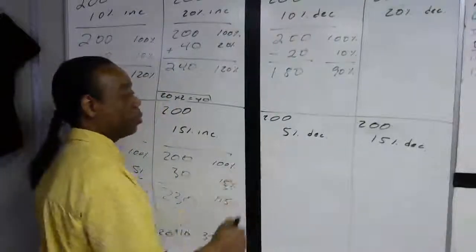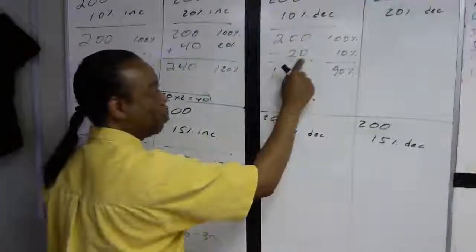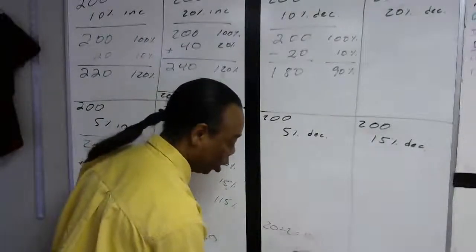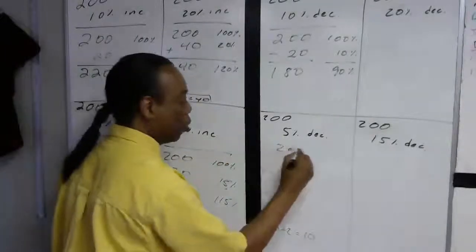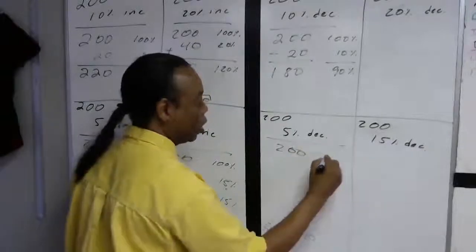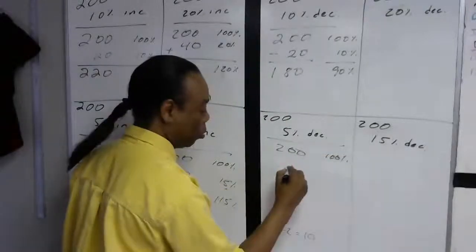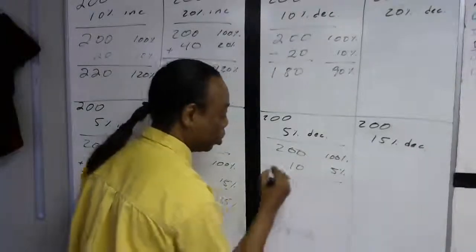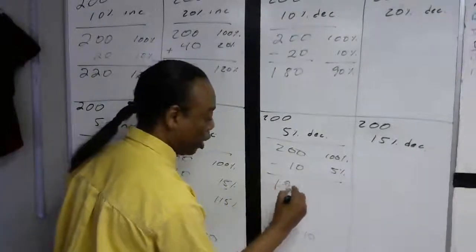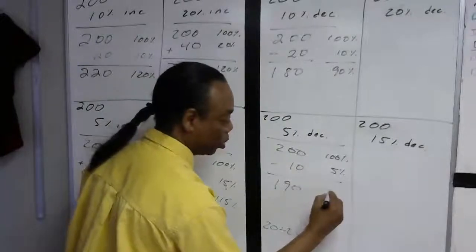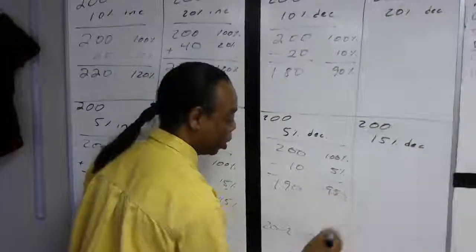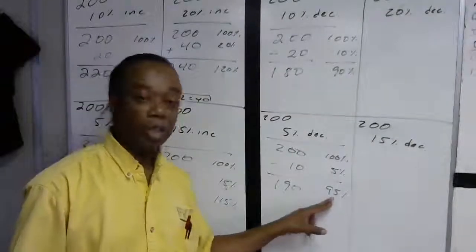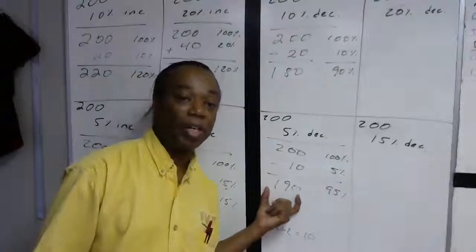Now, 5%. 5% is half of the 10%. So this is 20 divided by 2, which is 10. So this will be 200. Let's get some demarcation here. That represents 100%. 10 represents 5%. And we're going to decrease it. So this is 190, which represents 95%. So a 5% decrease gives us 95%, which in this case ends up being 190.